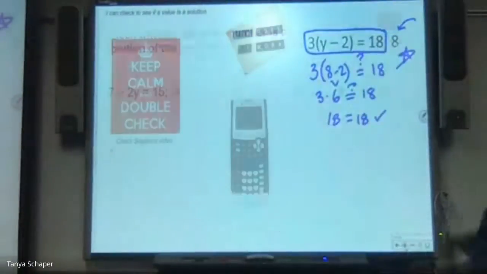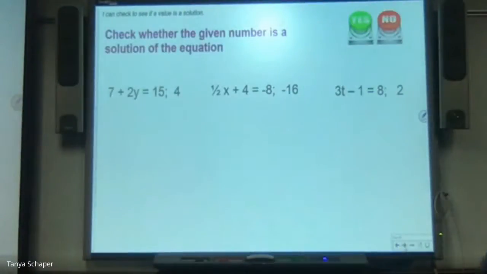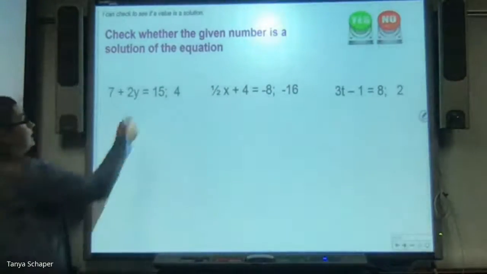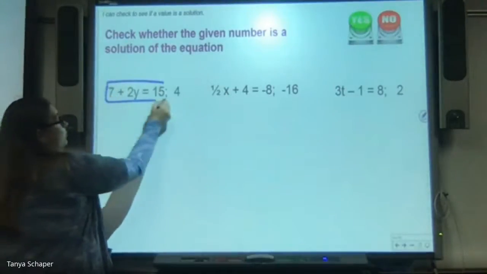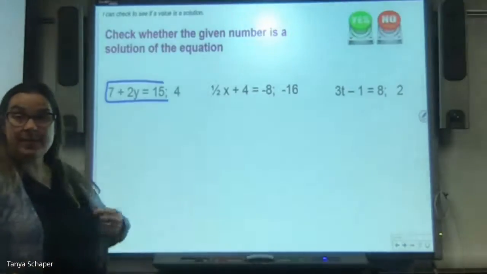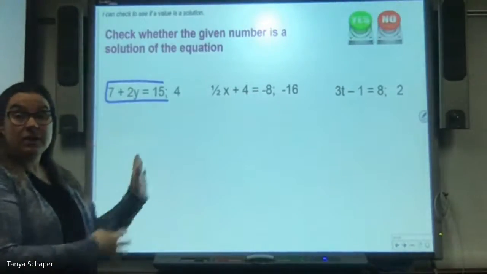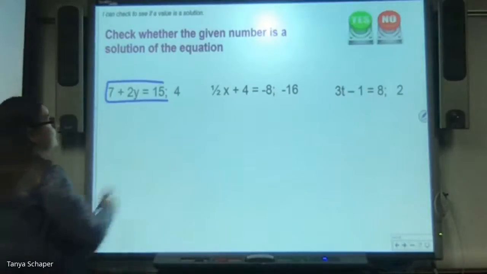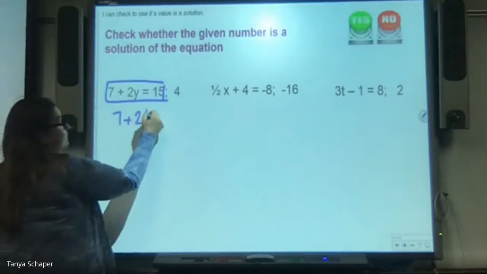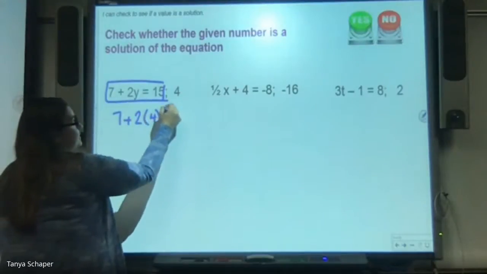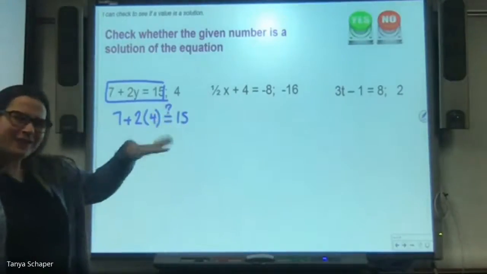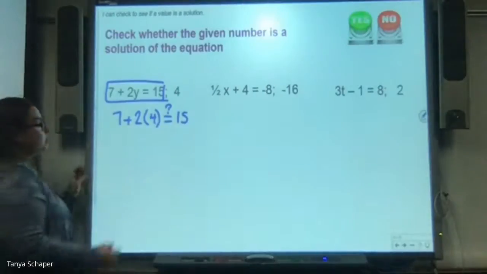All right, next. We're going to go through and check to see if these are accurate and if the answers they came up with are correct. Here's my equation. The equation is separated from the answer by a semicolon. That's why that semicolon is there. It's separating the equation from the answer the student got. So is 7 plus 2 times 4 the same as 15? I'm putting this question mark here because I don't really know if they're equal. So I want to make sure we know if they are.